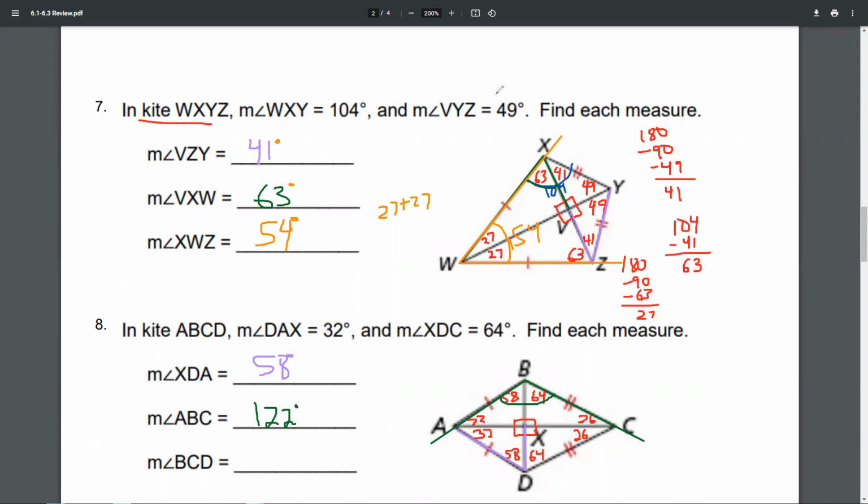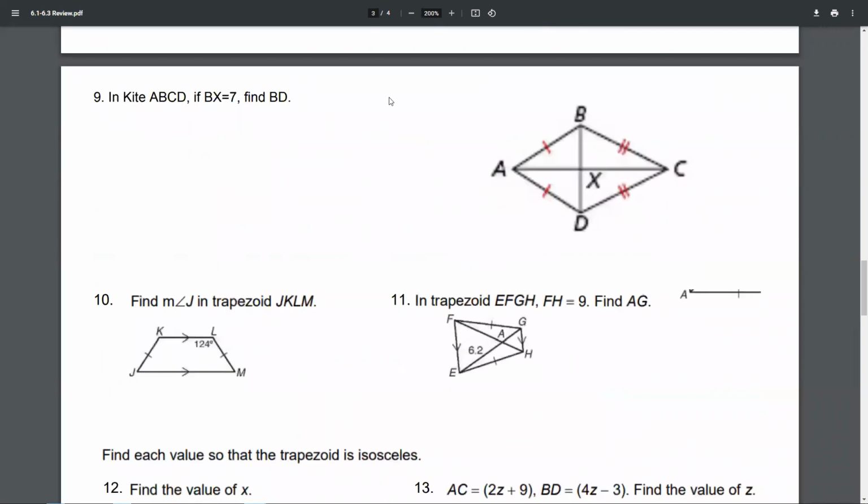And then the last one, BCD. Okay, BCD, that's the big one down here. It's 26 plus 26, which gives me a total of 52 degrees. Okay, that's the first half. Let's go over to the back. Okay, kite ABCD. If BX is 7, right, that main diagonal gets bisected in a kite. So AC is bisecting BD, so 7 and 7, which means BD is going to be 7 plus 7, which is 14.